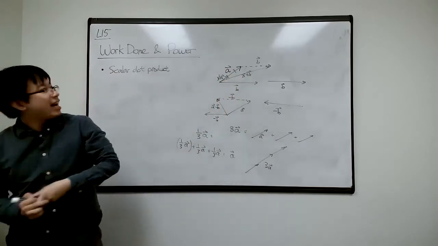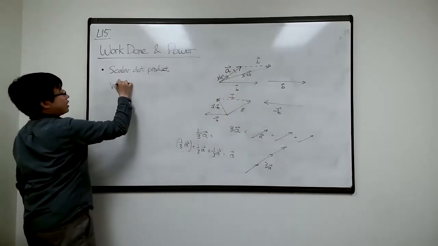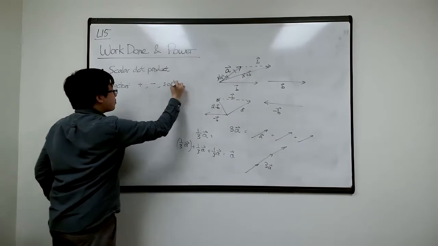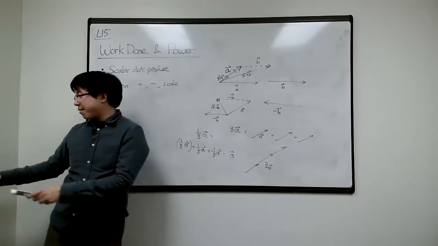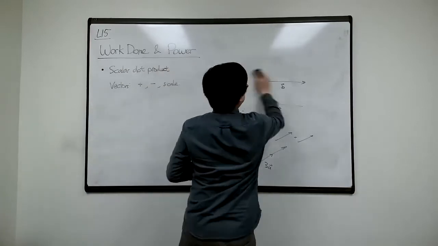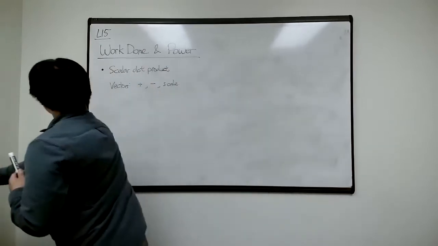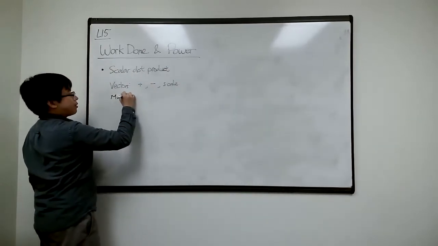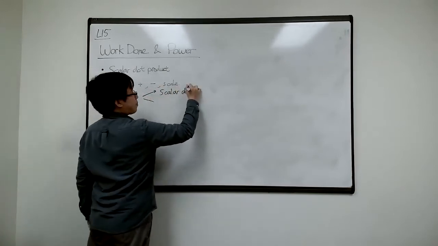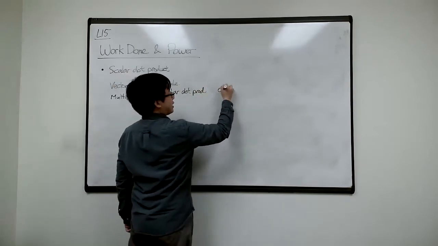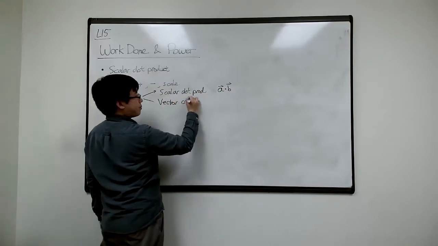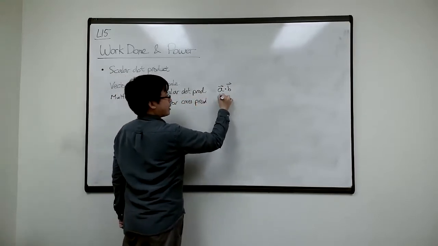Okay, so for vectors, we know how to add, we know how to minus, and we know how to scale. How about multiply? I've mentioned this many times already. There are 2 ways to multiply: one is the scalar dot product, and the notation is this, and the other is the vector cross product, and the notation is with a cross.